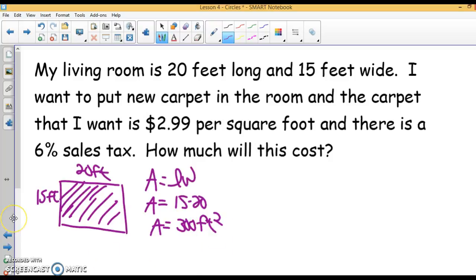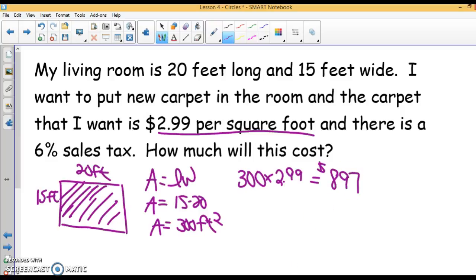Now, make sure your units are right, because this is definitely something that can screw people up. They're both feet. So when I multiply them, I get square feet. Now, it says the carpet that I want to put down is $2.99 per square foot. Now, the nice thing is our units are already in square feet, so we don't need to convert. So 300 square feet, each is $2.99. I get $897.